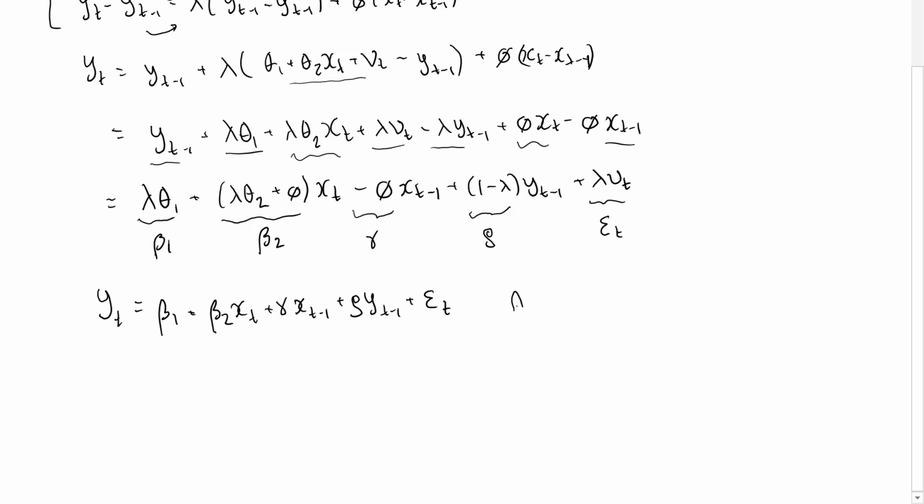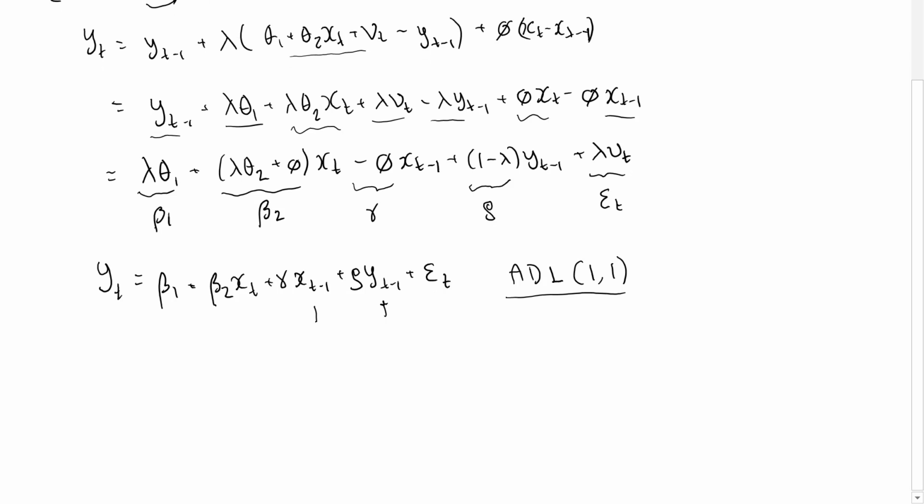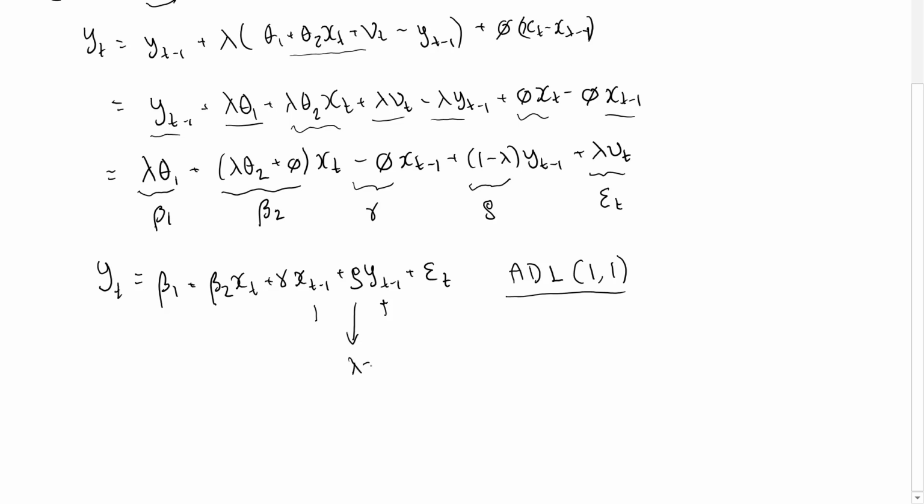So we see that this is an ADL model. We have one lag on the y variable, so it's 1 here. We have one lag on the x variable, so it's 1 here. The error correction model is an ADL 1,1 model. Typically, the most important parameter in the error correction model is the speed of adjustment, the lambda. But we can easily see that once I have rho, I can easily get lambda as 1 minus rho.